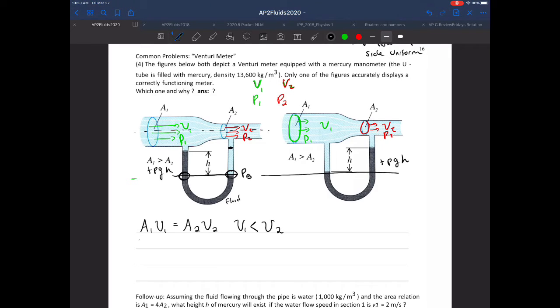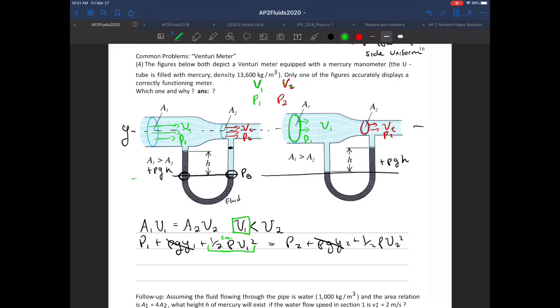From there, we can write out Bernoulli's: P1 plus rho g y1 plus 1/2 rho V1 squared equals P2 plus rho g y2 plus 1/2 rho V2 squared. The y values of this location through the flow are the same, which will cancel these terms here. We can then say that our left side term is smaller than our right side term here. This term is bigger because our speed is bigger. Therefore, the pressure on the left side must be bigger, and the pressure on the right side must be smaller. So we conclude that P1 is larger than P2.